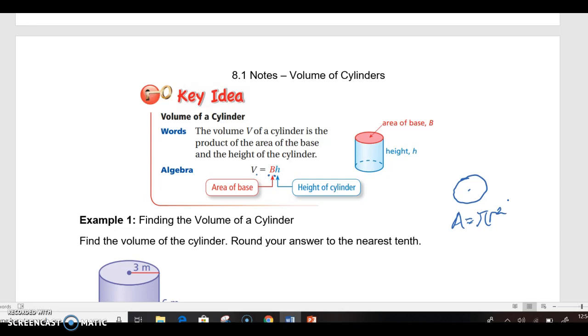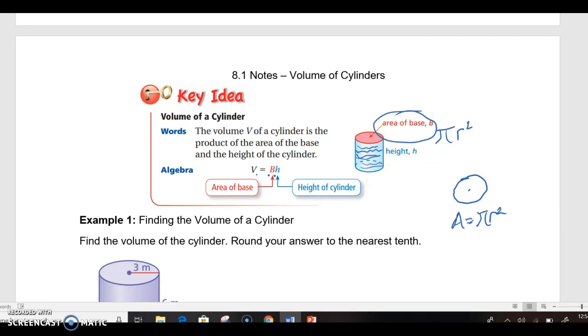Okay, so when we talk about the area of the base, remember the area of the base, like it says right here, is the shape of a circle. So in place of that, you're going to put the pi r squared. And then you're going to multiply that by the height, because remember, that circular shape just keeps repeating over and over and over. It's like you're stacking those circles on top of each other. So you're taking the measure of the area of the base and just multiplying it by the height.